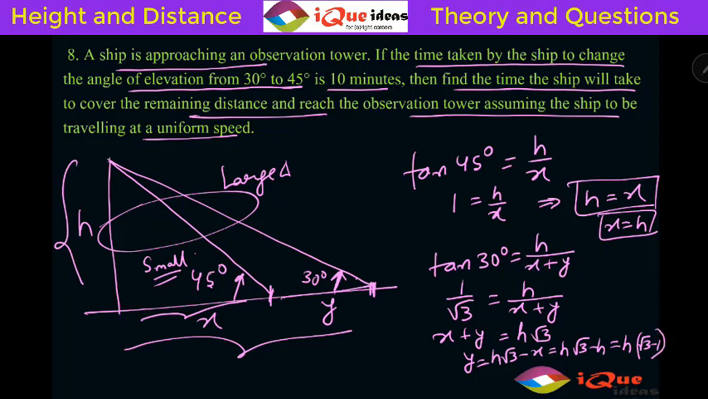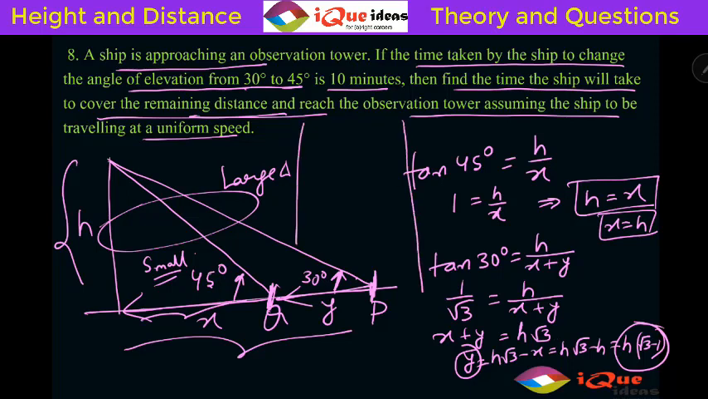Now the question is saying that the time taken to go from 30 degree to 45 degree, that means from this point to this point, let's say this point is P and Q. So time taken to go from P to Q is 10 minutes. The question is asking how much time it will take for the remaining distance, that means for x. So for y, the time taken is 10 minutes. Now y distance we have calculated as h(root 3 minus 1).